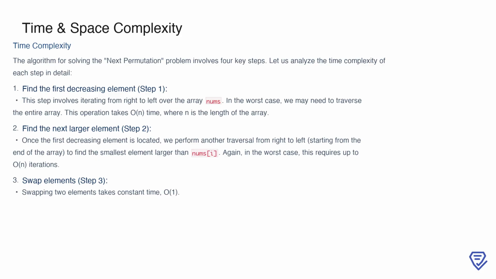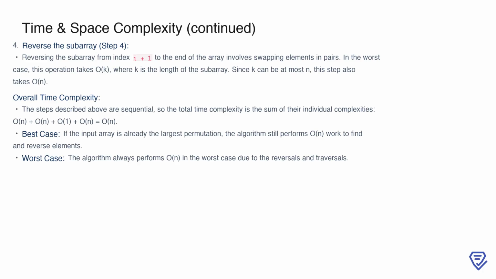Again, this operation is linear in the worst case, adding another O(n) to our complexity. The third step, which is swapping 2 elements, is a constant time operation with a complexity of O(1). Reversing the subarray, which is the fourth step, involves swapping elements in pairs from the pivot to the end of the array. In the worst case, this requires O(k) operations, where k is the length of the subarray. Since k can be at most n, this step effectively has a time complexity of O(n). When we combine all 4 steps, O(n) for finding the pivot, O(n) for locating the next larger element, O(1) for swapping, and O(n) for reversing, the overall time complexity of the algorithm becomes O(n).